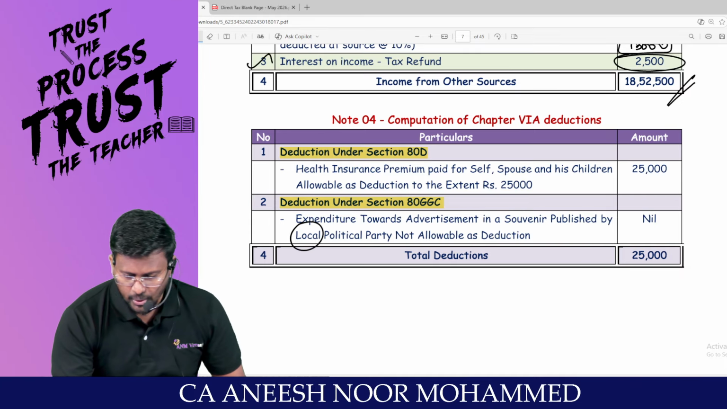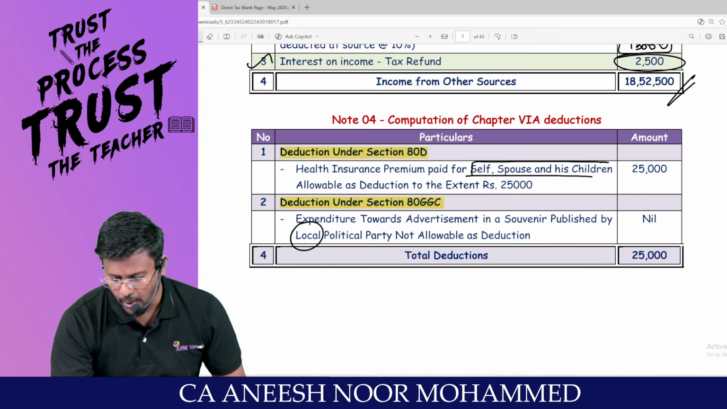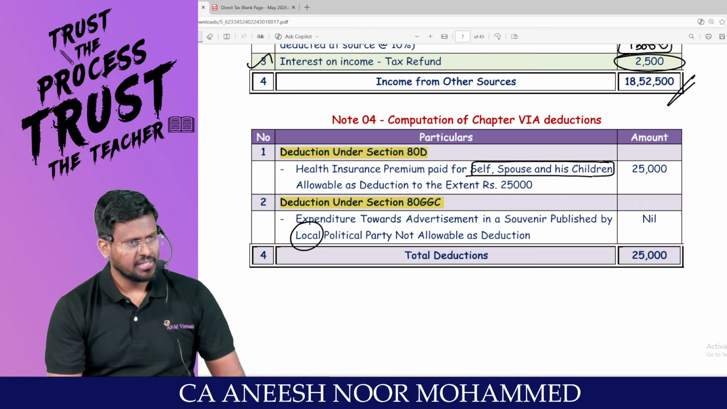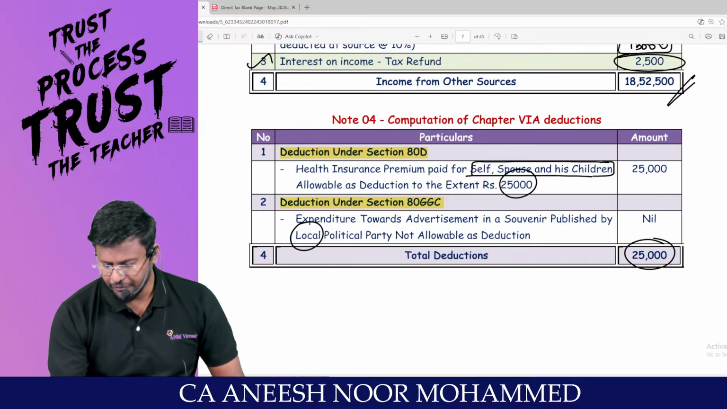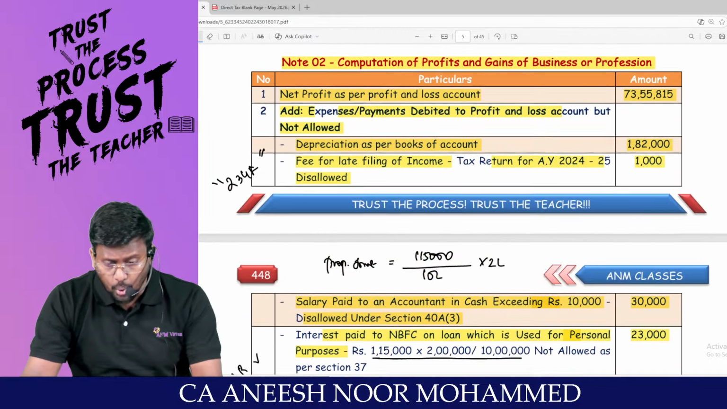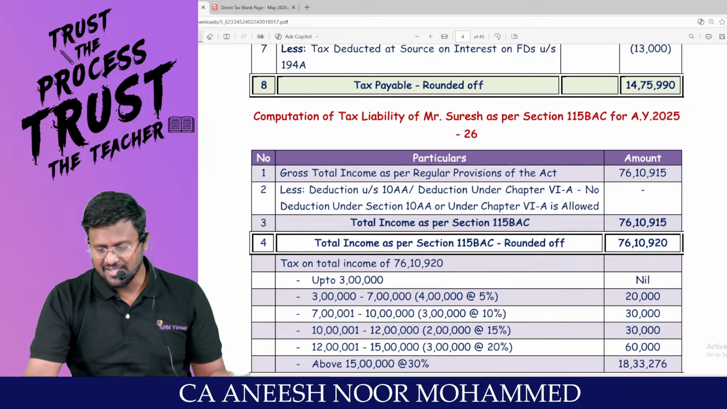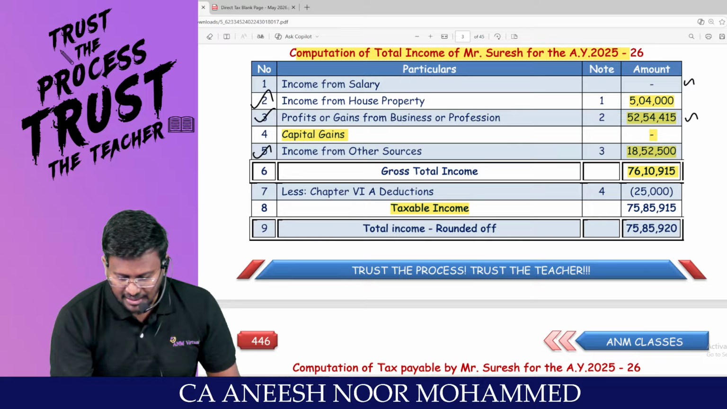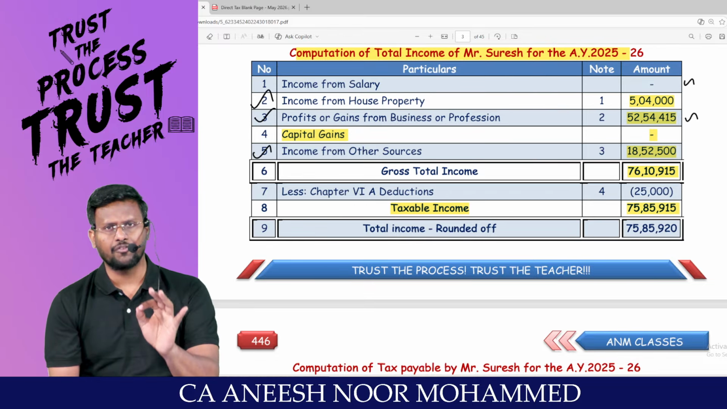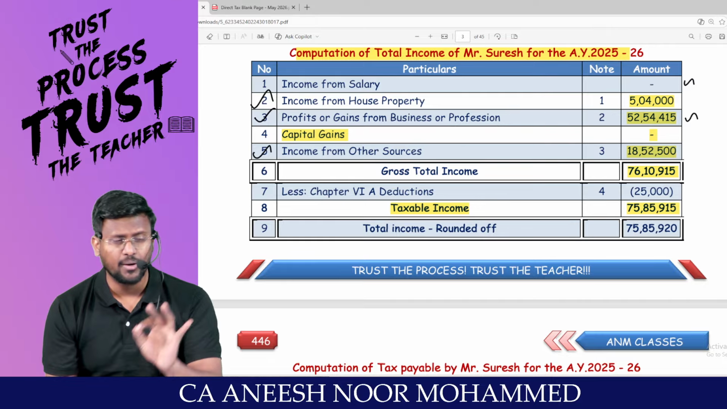Health insurance premium for self, spouse and dependent children, set number 1, will be allowed as deduction up to the limit. So if the assessee is opting for the optional tax regime, the assessee is entitled to claim a Chapter VI-A deduction of 25,000, then the taxable income will be 75,85,915.